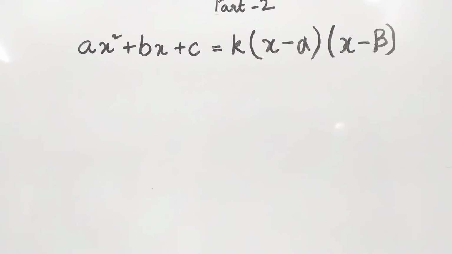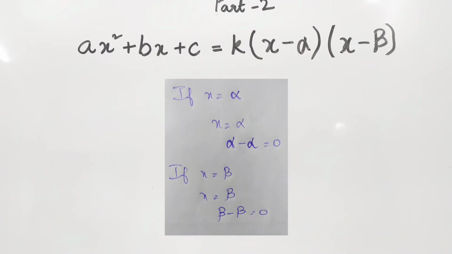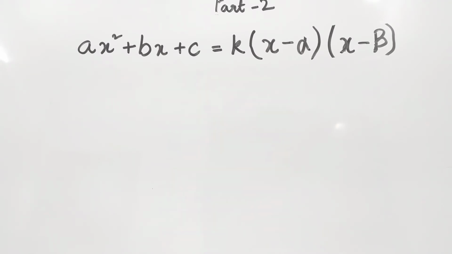Let's say you have ax² + bx + c = k(x − alpha)(x − beta), where k is a constant. What are the zeros of this polynomial? Alpha and beta, correct? Because if I put x equals alpha, the value of that bracket is going to be 0, which means the entire expression is going to become 0. Similarly, if I put x equals beta, the value of the second bracket becomes 0 again. The entire expression will become 0. So alpha and beta are the zeros of this polynomial.